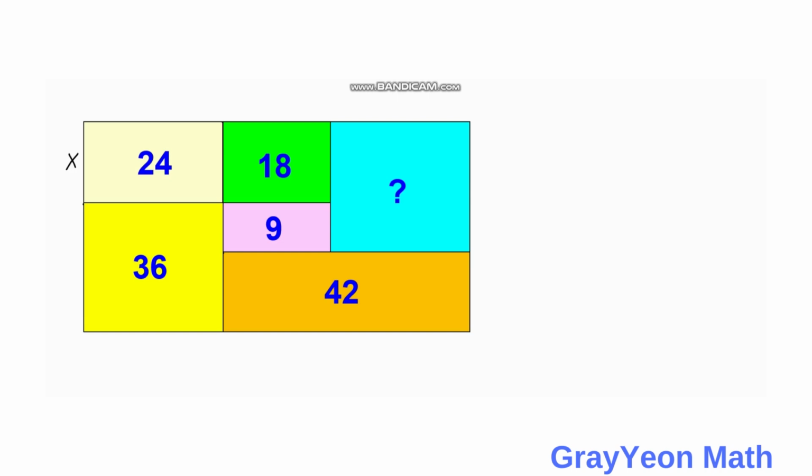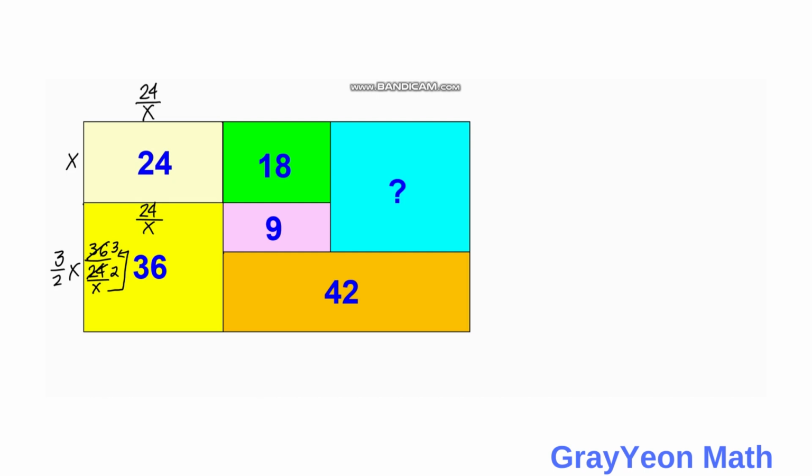If one side of this light yellow rectangle is x, then this length should be 24 over x, and this should also be 24 over x. And for the width of the yellow rectangle, we have 36 divided by 24 over x. This would be 3/2, but you need to reciprocate the x, so this becomes 3/2x.